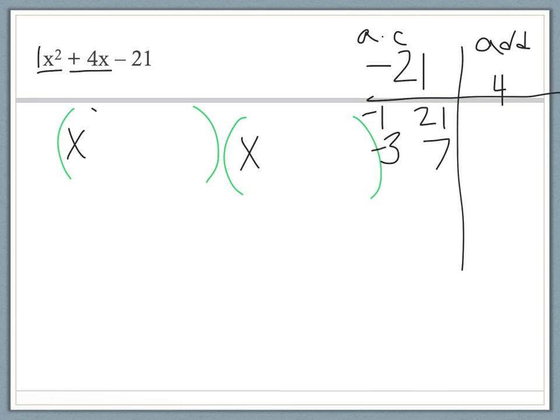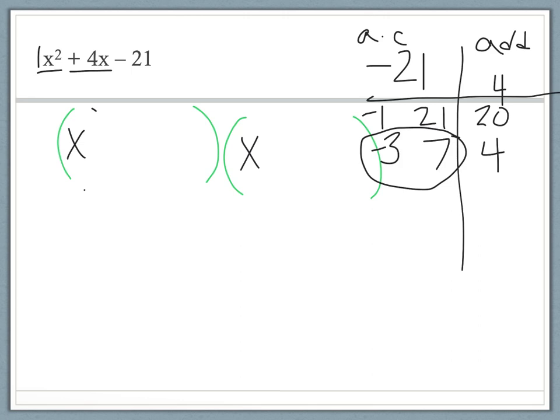Okay? Negative 3 and 7. Now if I add these together, negative 1 times 21 is 20. That doesn't work. Negative 3 plus 7 is positive 4. So that's what I was looking for. So we're going to use negative 3 and 7.